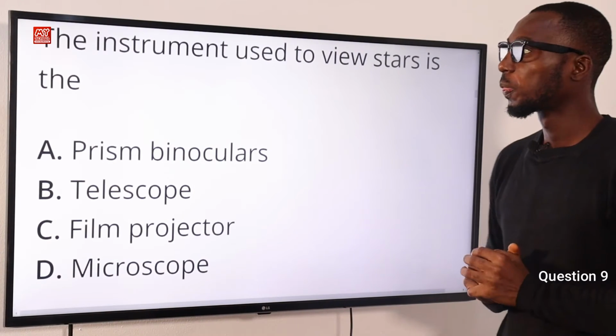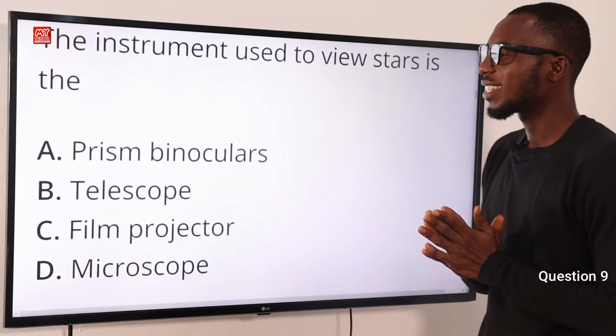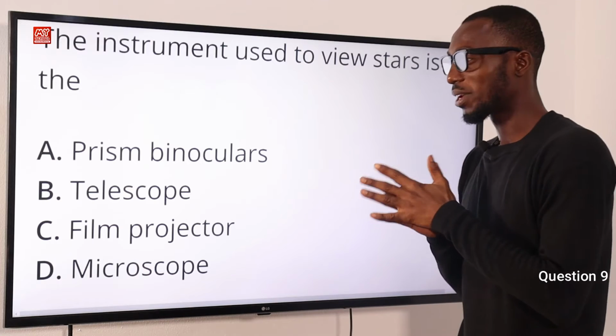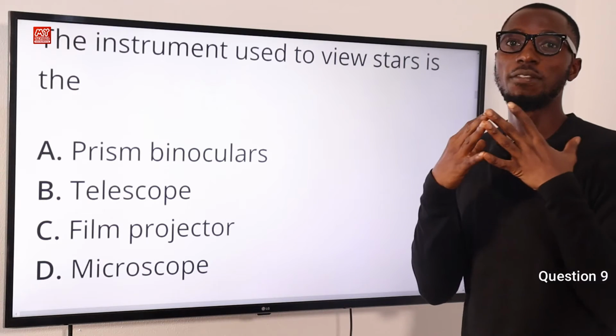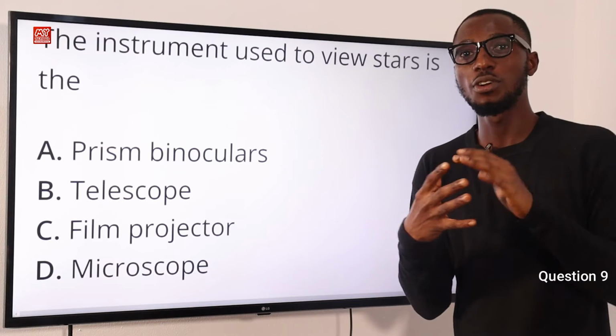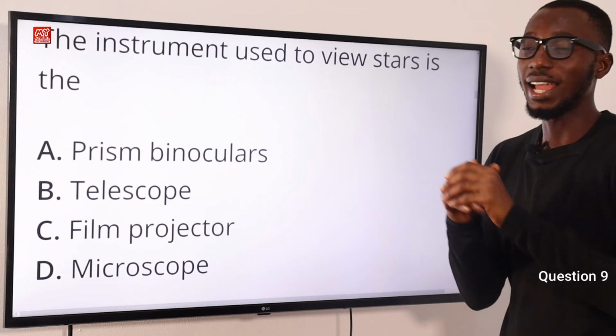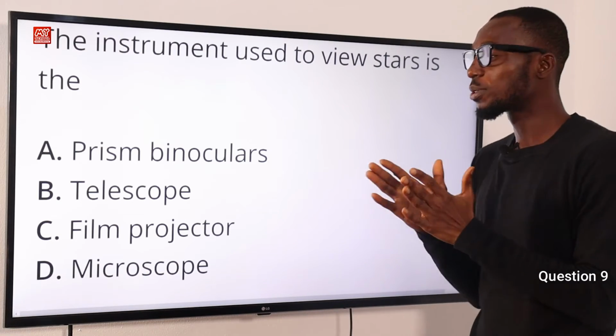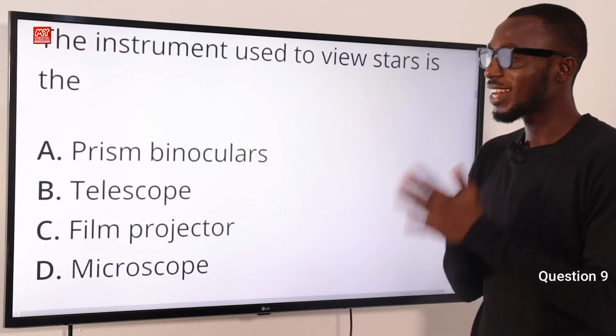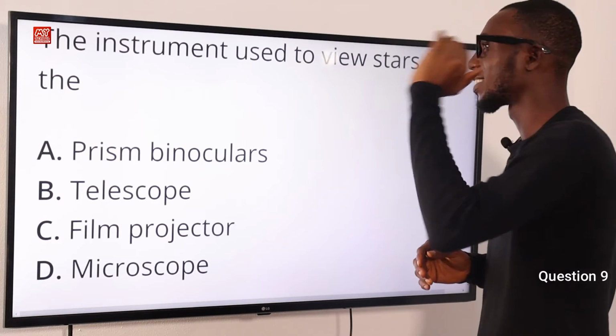Question 9. The instrument used to view stars is the what? It is the telescope. A telescope is actually used to form a magnified image of distant objects, just like in astronomy. So the correct option here is option B. It is a telescope that is used to view stars.